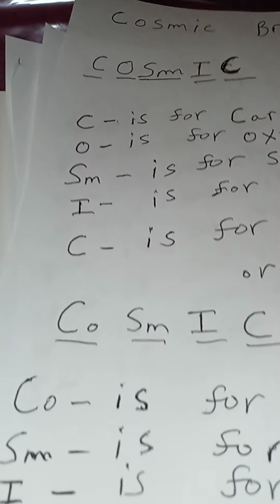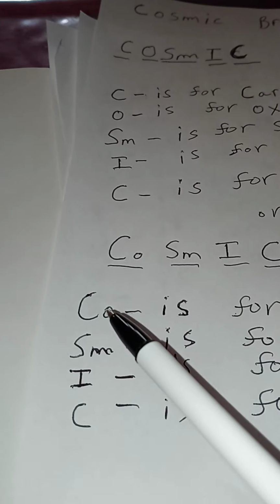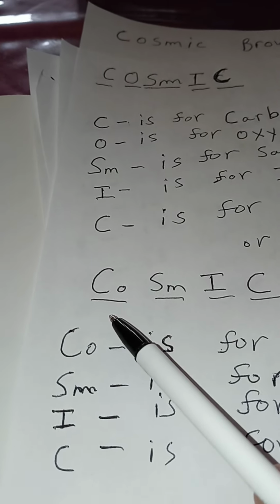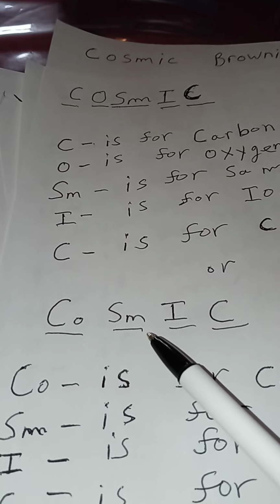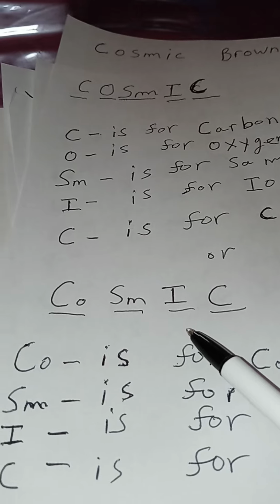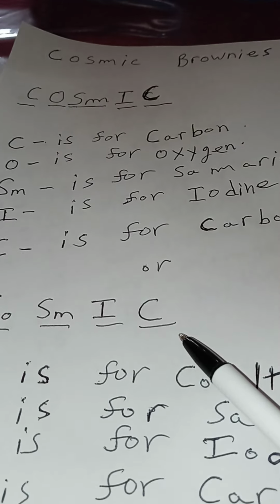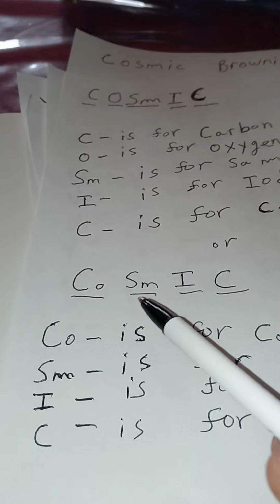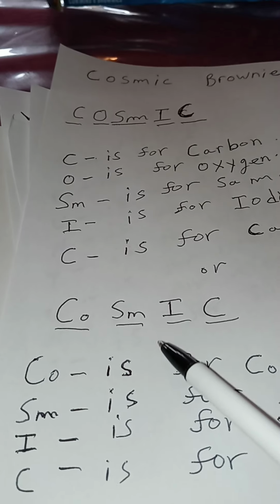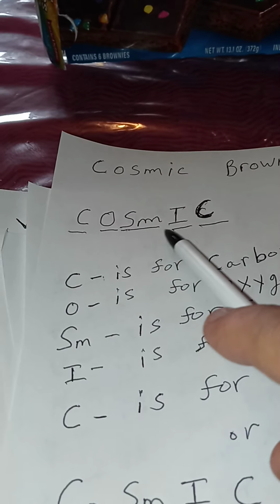We can use the capital C and the small o. The capital C and the small o is for cobalt. Capital S and the small m is for samarium. Capital I is for iodine. Capital C is for carbon. We already know what the SM stands for, we know what the I stands for, and we know what the C stands for up here. See? It's all the same.